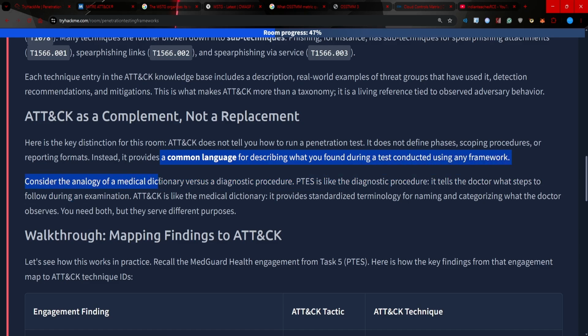Consider the analogy of a medical dictionary versus a diagnostic procedure. PTES is like a diagnostic procedure. It tells the doctor what steps to follow during an examination. ATT&CK is like the medical dictionary. It provides standardized terminology for naming and categorizing what a doctor observes. You need both, but they serve different purposes.